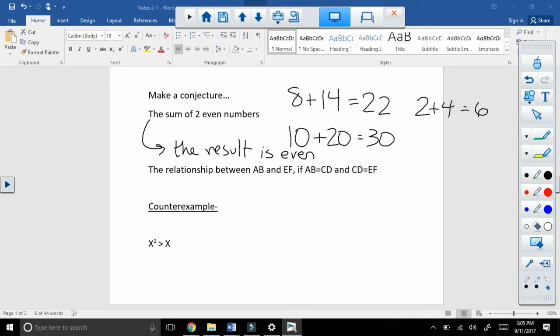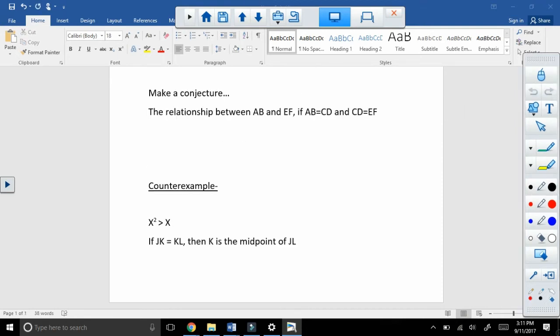That sounds like fun. So for this next one, it says we want to make a conjecture about the relationship between AB and EF if AB is equal to CD and CD is equal to EF. So again, you don't have any information other than this. What you're going to be doing is coming up with a specific example and trying to make a rule based on that.